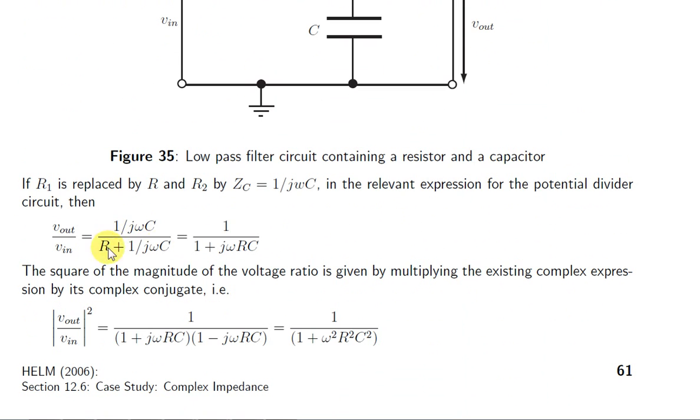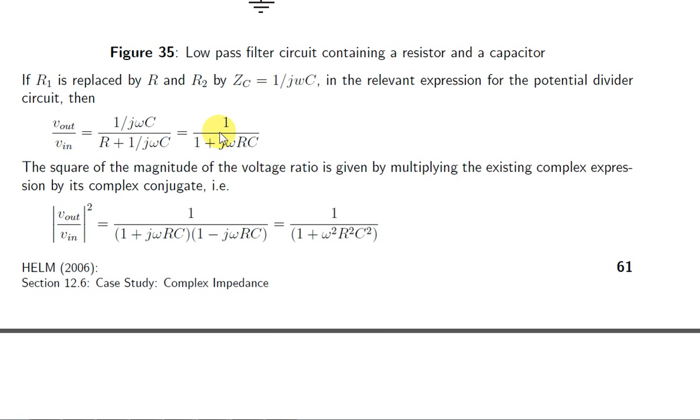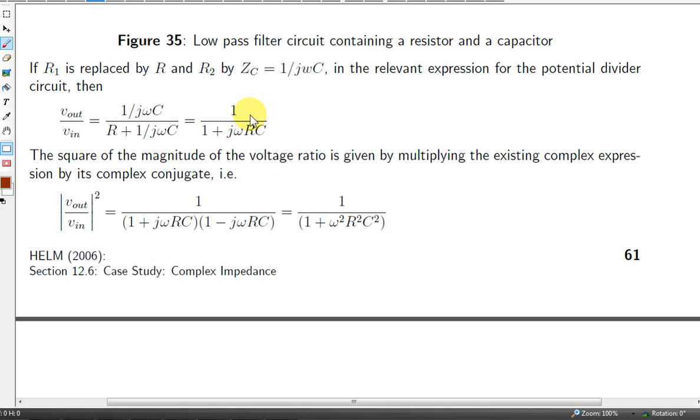Now we can multiply above and below by j omega c, so we just get 1 on top. We have j omega c times R and then plus 1 here. Now V out over V in is a complex quantity. We are interested in the square of the magnitude of this complex number, or the modulus squared of the complex number. Now the modulus squared of any complex number is the complex number multiplied by its conjugate. Now to do this calculation we need to first of all write this as a single complex number.